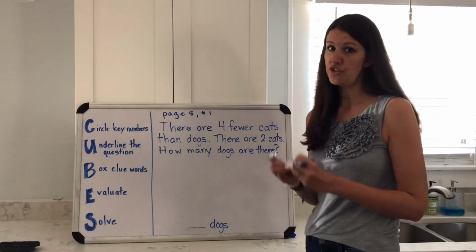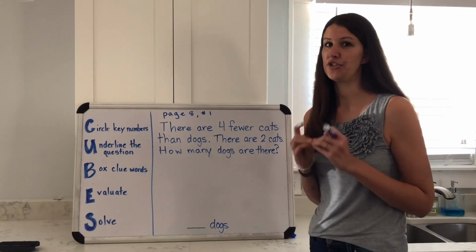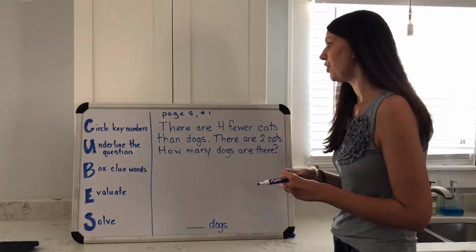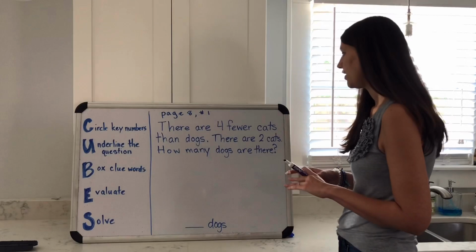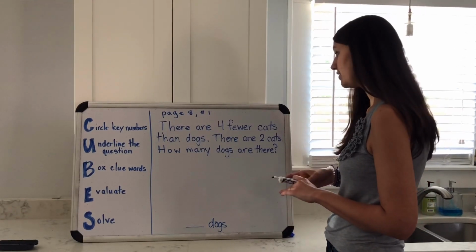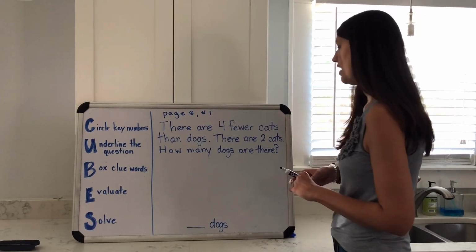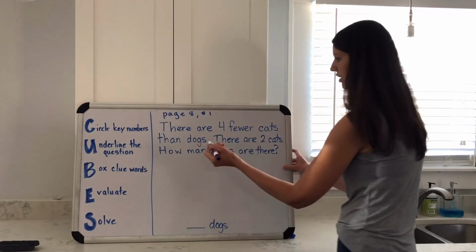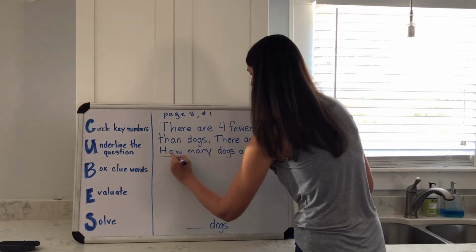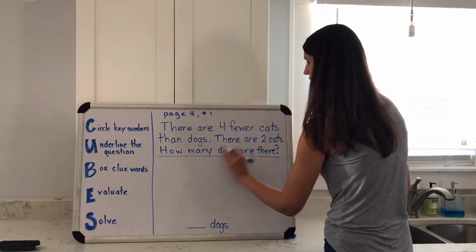And today I'm going to draw a picture to solve the problem, and that's a good strategy for you to use as well. So we're going to read through our problem and then we'll go through our cube strategy. It says, there are 4 fewer cats than dogs. There are 2 cats. How many dogs are there? So I'm going to start by underlining my question. It's here at the end. How many dogs are there? So I know I need to figure out about my dogs.